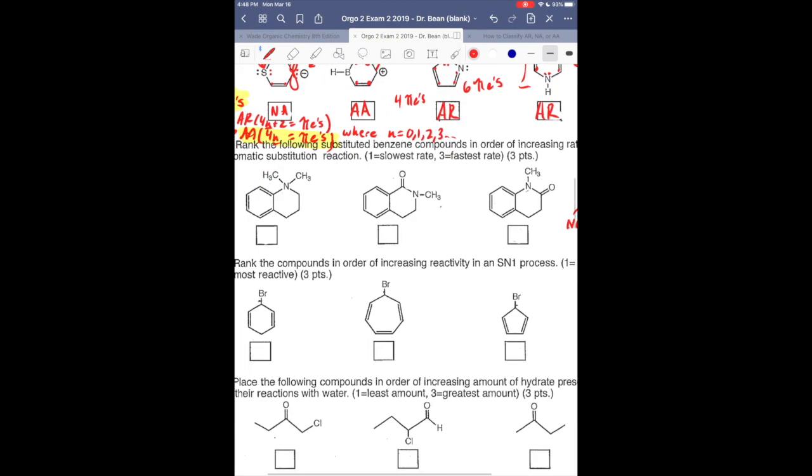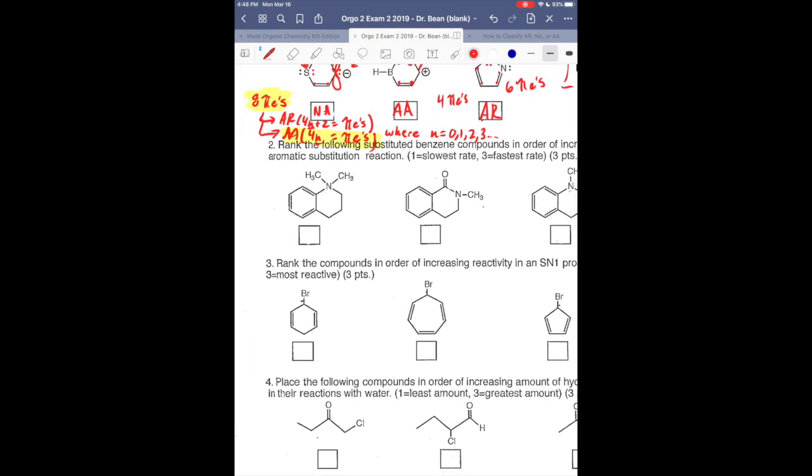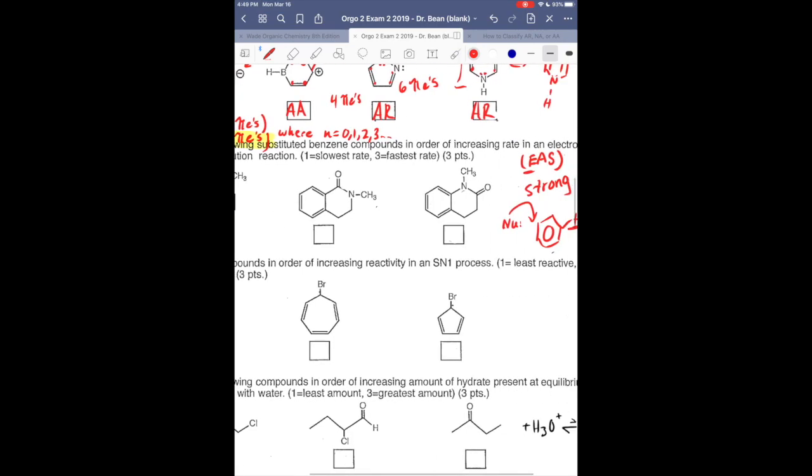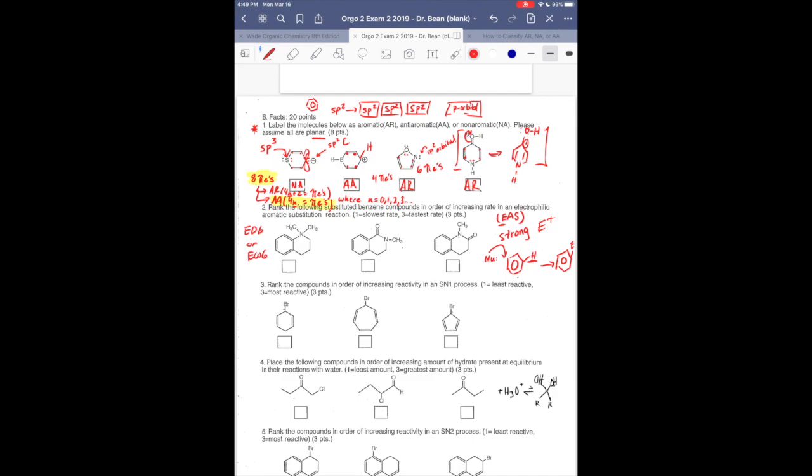Okay? So you could have different groups upon this benzene which are going to change the reactivity of the benzene. Okay? We could have electron donating groups or electron withdrawing groups, okay? And these can activate or deactivate the ring in terms of proceeding in this type of reaction, okay? So in the EAS reaction, you want your benzene ring to be more nucleophilic, right? That would allow this to proceed.